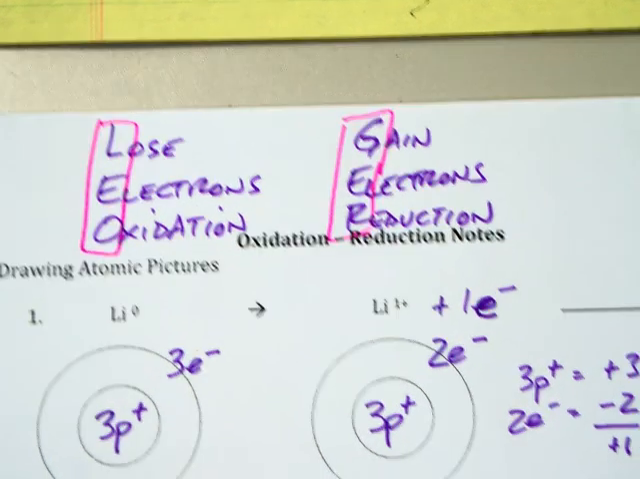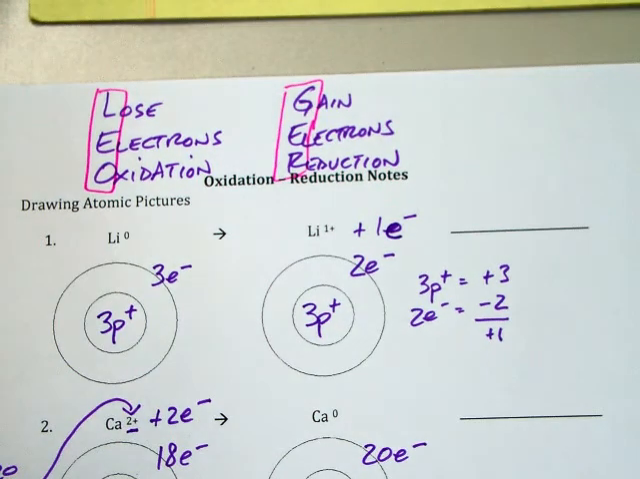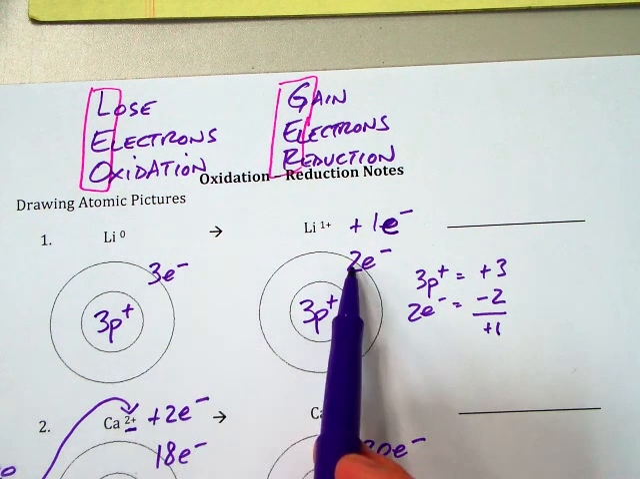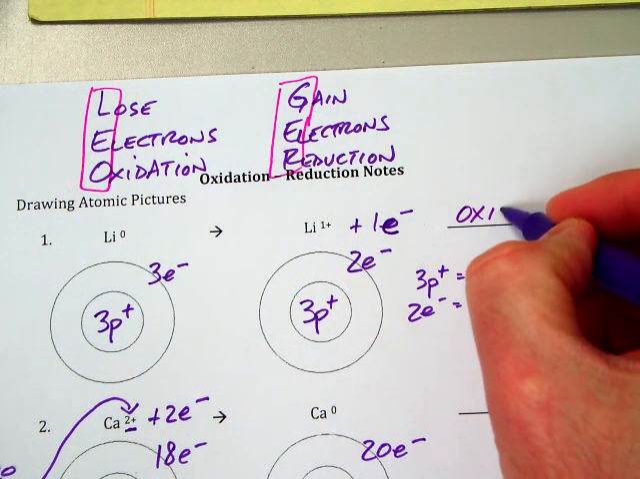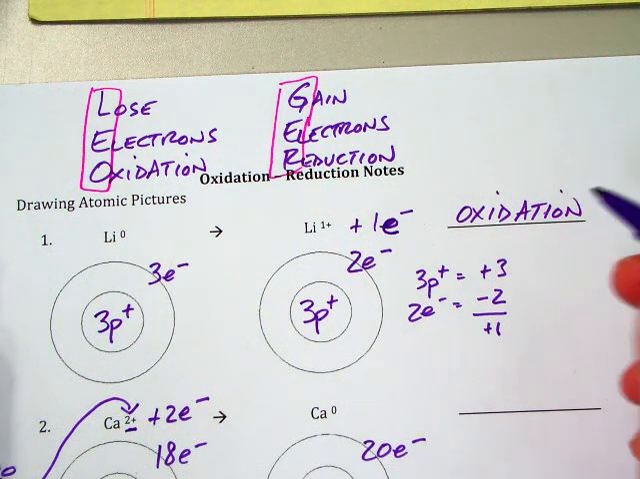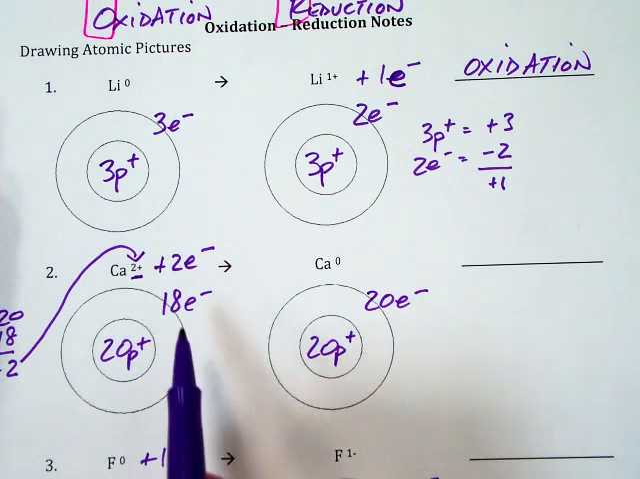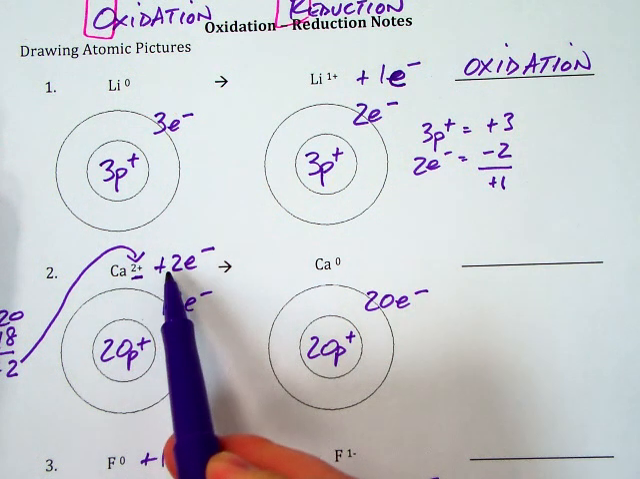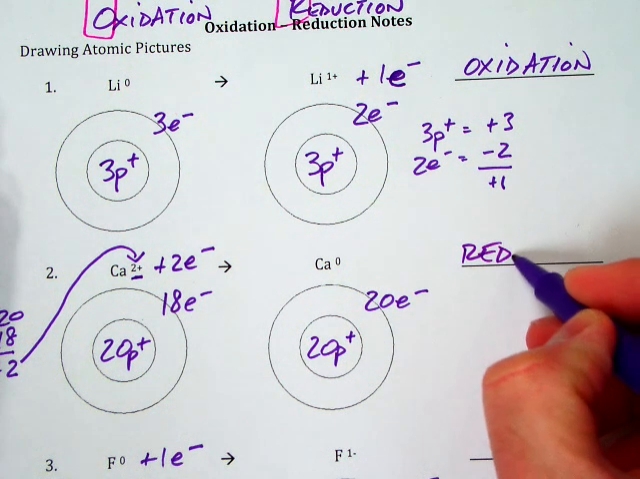So if we apply this to our examples here, and we look at number 1, your frame of reference is always your reactant. It went from 3 electrons to 2, so this lost electrons, so this is oxidation. For number 2, we went from 18 electrons to 20, so this species, this calcium 2+, needed to gain 2 electrons. So gaining electrons is reduction. Grr. Gain electrons is reduction.